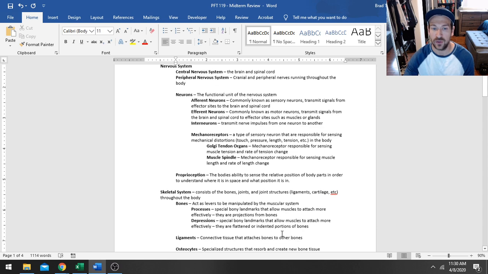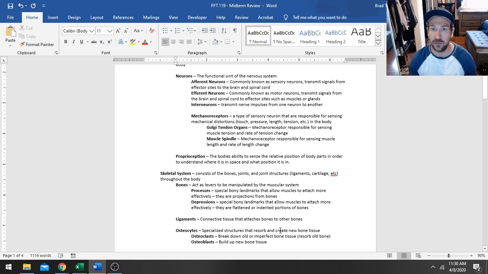Now, when we're talking about that sensory information, we've got a lot of different types of receptors in our body. We've got photoreceptors that respond to light. We've got chemoreceptors, which respond to chemicals and smells and tastes and things like that. But the big ones that are important for us are going to be mechanoreceptors, right? Mechanoreceptors sense mechanical or physical changes throughout the body. So they're responsible for things like touch and pressure and length and tension and things like that.